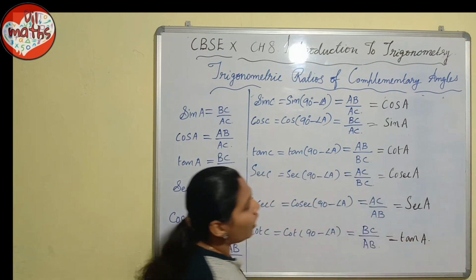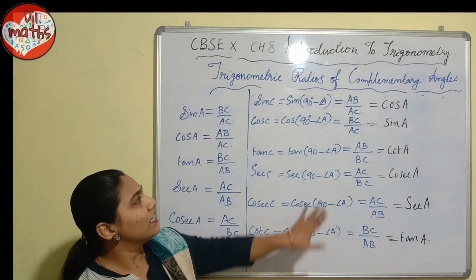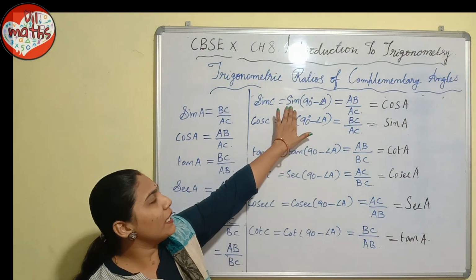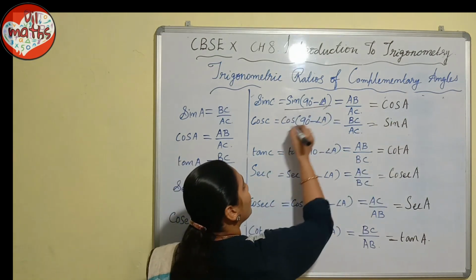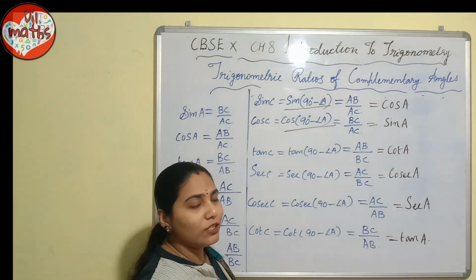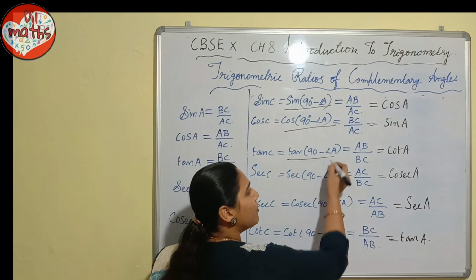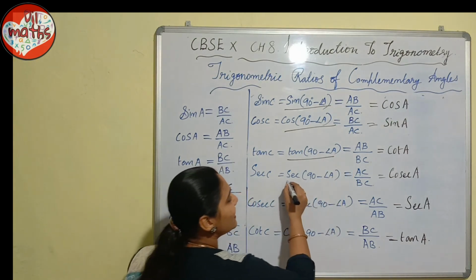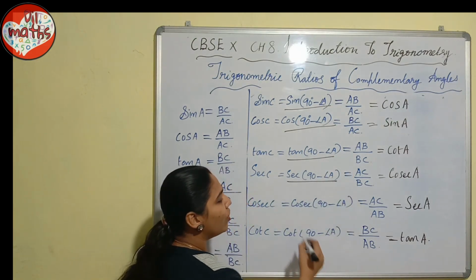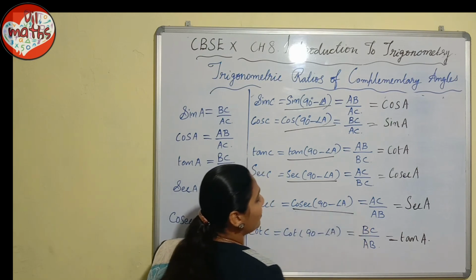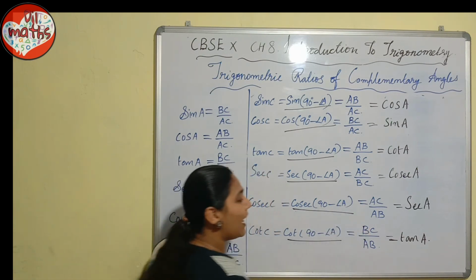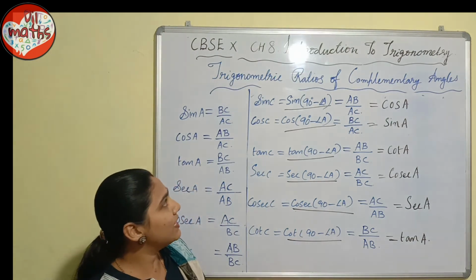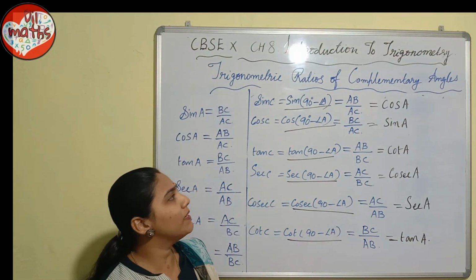Now, what you understood from this? Sin 90 minus angle A is equal to cos A. Cos 90 minus angle A is equal to sin A. Tan 90 minus angle A is equal to cot A. Sec 90 minus angle A is equal to cosec A. Cosec 90 minus angle A is equal to sec A. And cot 90 minus angle A is equal to tan A. So these are the relations between complementary angles.